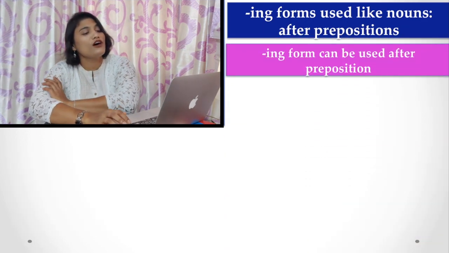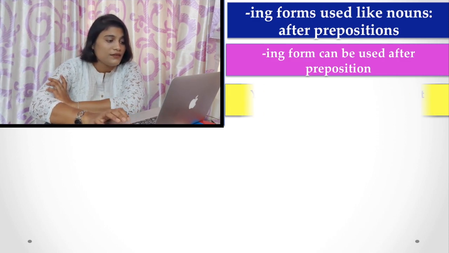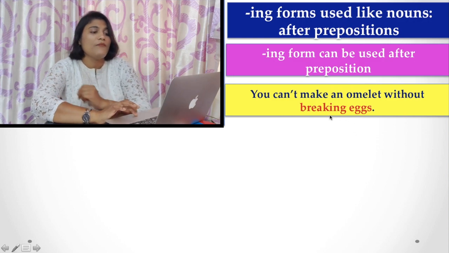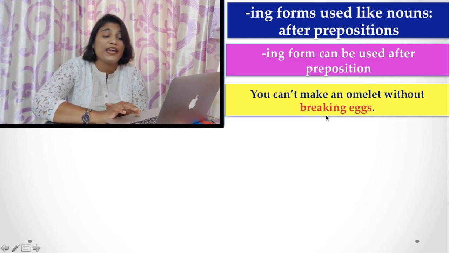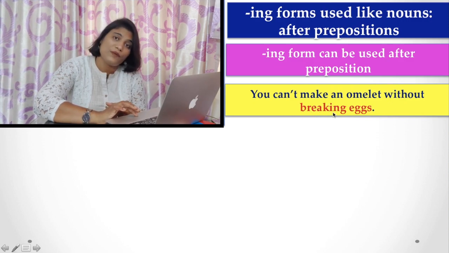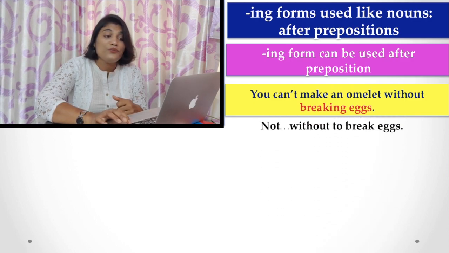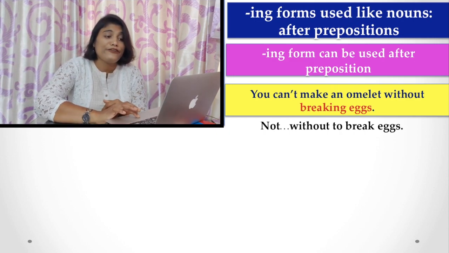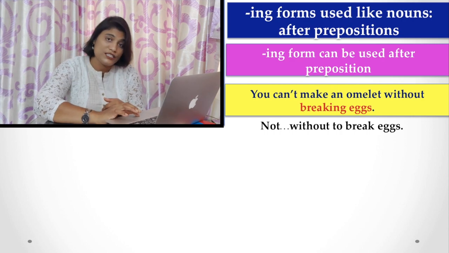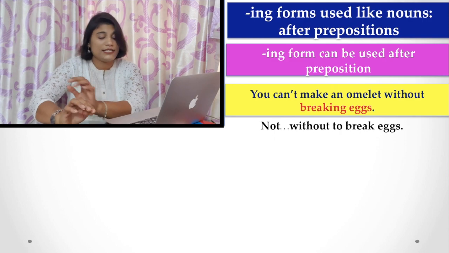Now, ing forms used like nouns after prepositions. That is, you can't make an omelette without breaking eggs. Here you find that without is a preposition and the ing form is used after that preposition. And you don't say without to break eggs. You never write like this, because after a preposition you have to use the ing form of the verb, and it is used like a noun, not as an adjective or adverb.